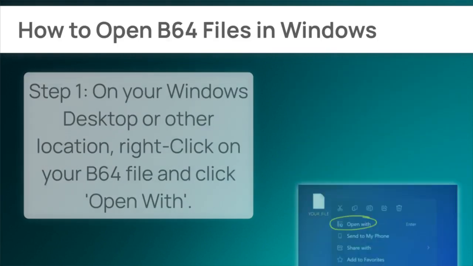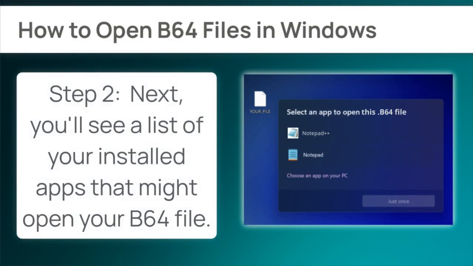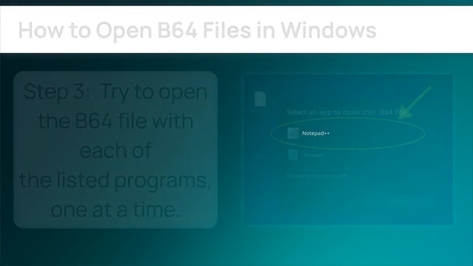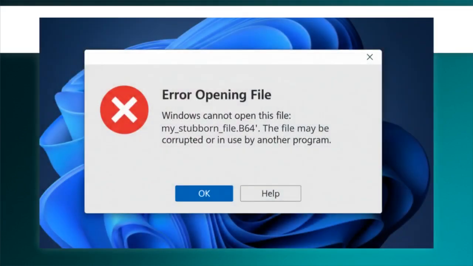Right-click the B64 file and select Open With. If Notepad++ is there, use it. If not, choose a different program. It's often a simple matter of finding the right software hook. If you are still having trouble opening the B64 file, do not worry.